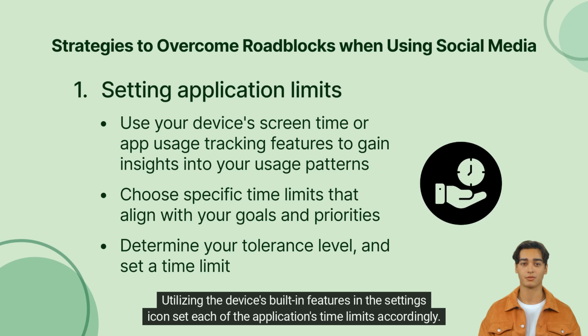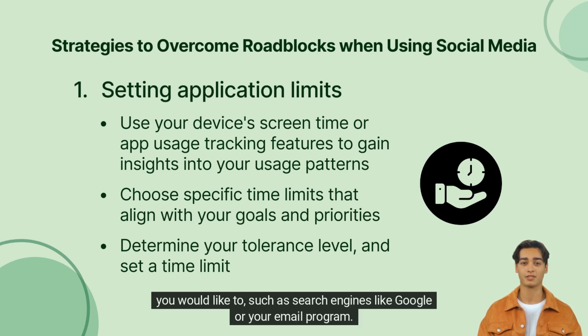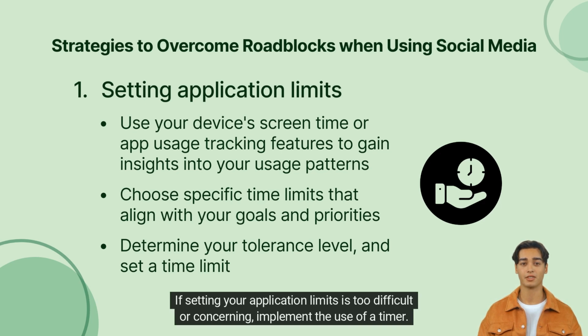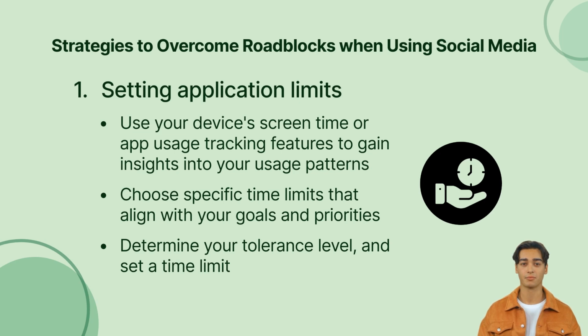Utilizing the device's built-in features in the settings icon, set each of the application's time limits accordingly. You may also choose to set limits for other applications on your device if it is noted you use them more than you would like to, such as search engines like Google or your email program. If setting your application limits is too difficult or concerning, implement the use of a timer. You can use the timer on the device in the alarms section of the settings or by using an external timer such as an egg timer.